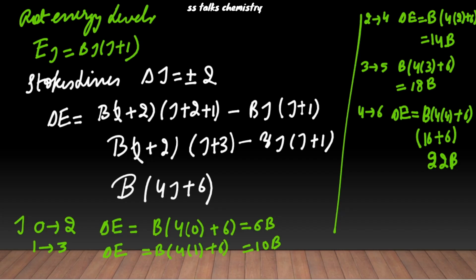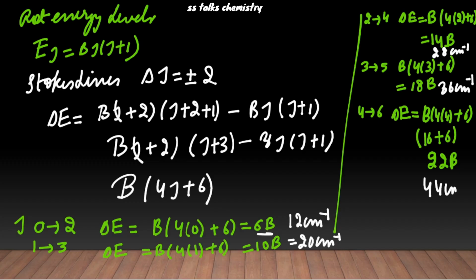So the delta E gap, 6B, will become 12 centimeter inverse. This will become 20 centimeter inverse. Next, it will be 28 centimeter inverse. This will be 36 centimeter inverse, and this one will be 44 centimeter inverse. Now we have got the various rotational levels, and the vibrational energy level gap we have also obtained.